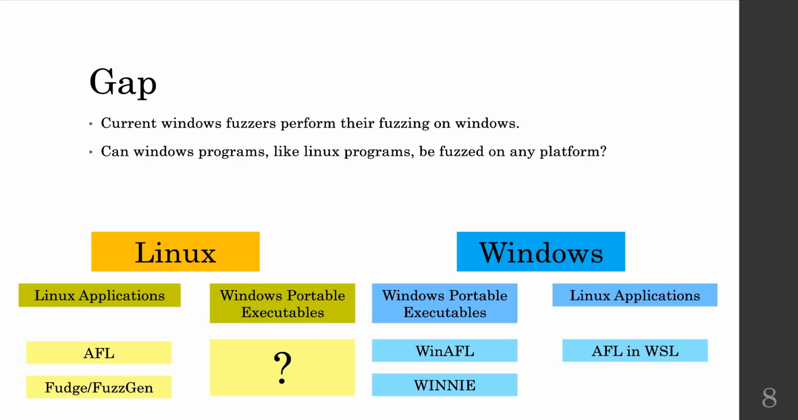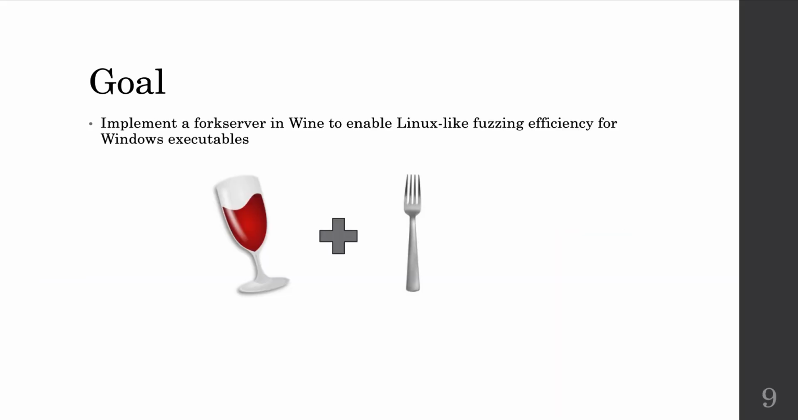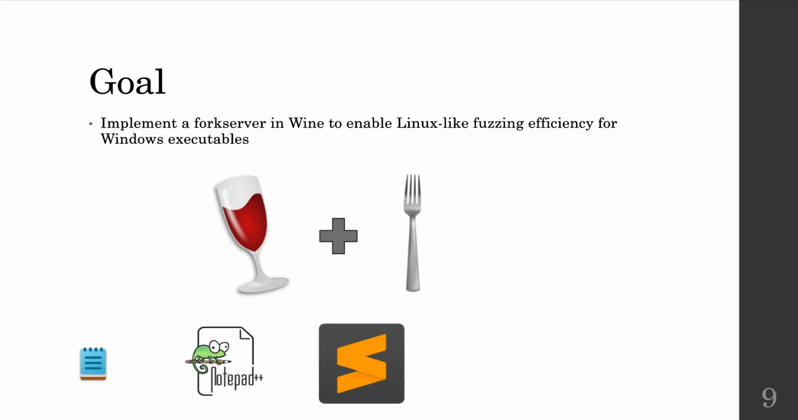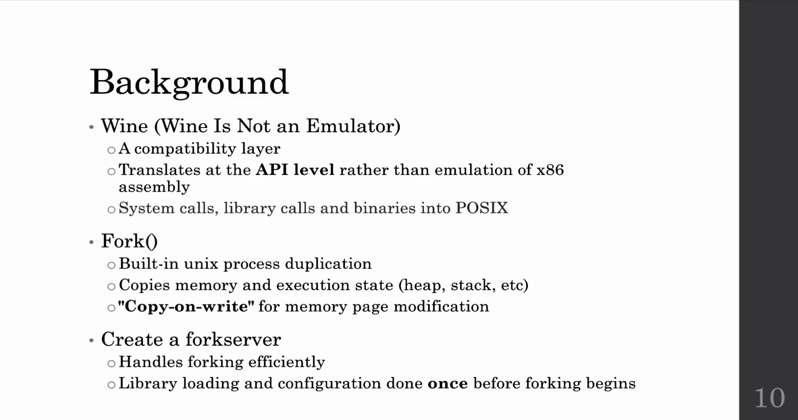Now, is the vice versa true? Can we fuzz Windows executables on Linux? That's the question. So, our goal in this project is to do just that, to implement a Forkserver in Wine so that we can use efficient Linux style fuzzing for Windows executables anywhere on any Unix system. We specifically target Notepad, Notepad++, Sublime Text, and Vim as the text editors we will test for this fuzzing process.